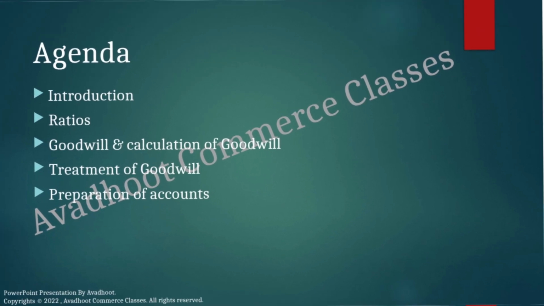First of all, introduction. Next one is ratios. Then goodwill and calculation of goodwill. Goodwill is actually big, but in this chapter we are going to consider what goodwill is and the treatment of goodwill, how it is to be treated, and preparation of different accounts of the admission of partner. Let's start with the introduction.